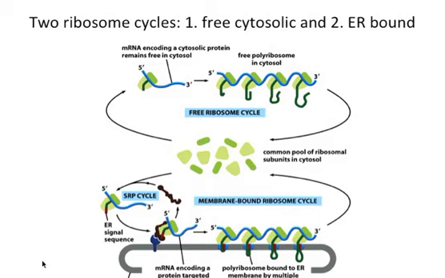So I want you to appreciate that ribosomes do not just sit on the ER and translate only into the ER. That's only a certain pathway called the secretory pathway. Okay?